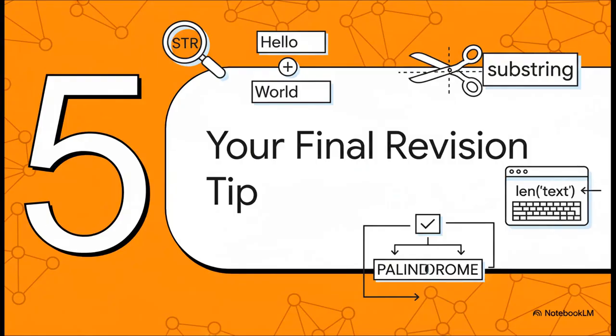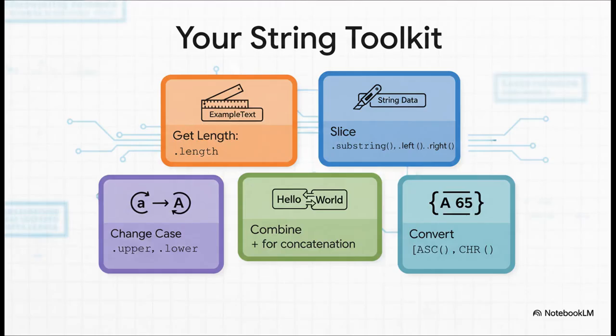Okay, that was a lot, and we went through it pretty fast. So to make sure all of this actually sticks in your brain for the exam, let's do a quick, rapid-fire recap of everything you need to know. So here it is. Your goal is to master these 5 areas. Know how to get the length. Get super comfortable with slicing from the left, the right, and the middle. Remember that the plus sign is for joining strings. Use .upper and .lower to change the case. And finally, get your head around ASC and CHR for converting between characters and codes. That's it. That's your entire toolkit for GCSE string handling.